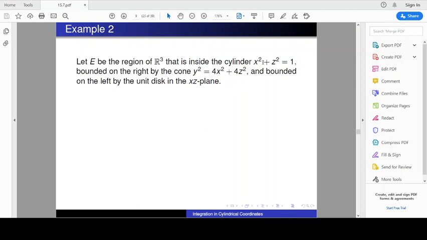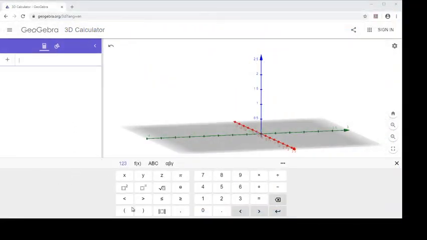We also have here this cylinder. It's like this unit circle in the xz plane, right? Just extended forever in the y direction. So let's take a look here at a picture of this region of space.